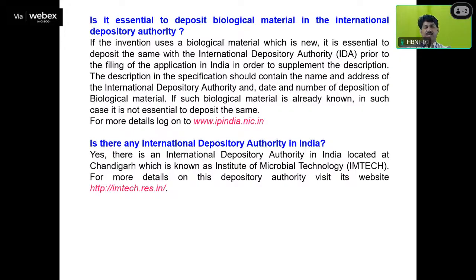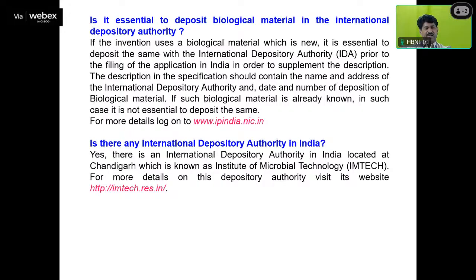But if the biological material is a new one, it has to be submitted because all the properties have to be there. Means it has to be deposited so that if anything happens, they have the material to understand its properties. So more information can be obtained at ipindia.nic.in. So what are the places where we can submit and what are the ways we can submit the things? All the details are available in that particular website.